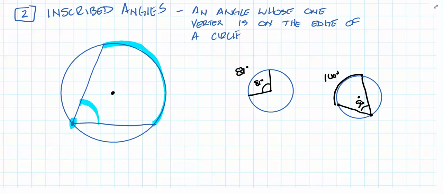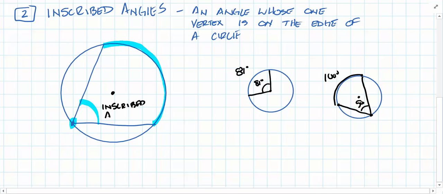This is the inscribed angle. So the inscribed angle is half. Here's your inscribed angle. Here's your intercepted arc. And the relationship between the two is the inscribed angle, the little one, the one on the other side, is half the intercepted arc.